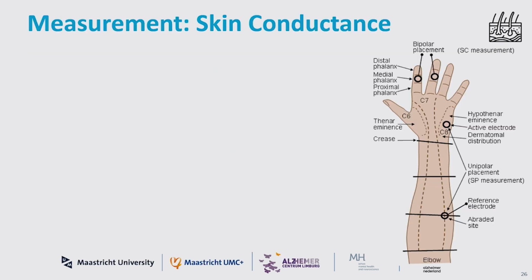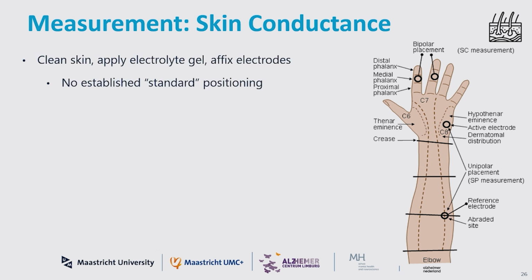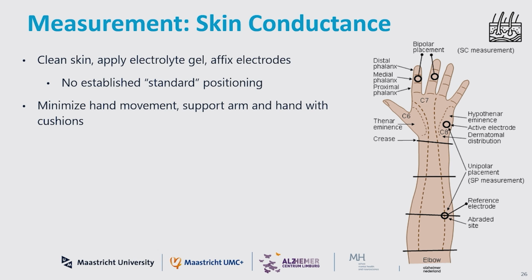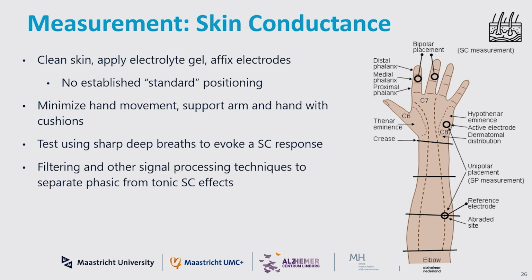So how do you measure skin conductance? You first need clean skin, and to apply electrolyte gel and fix the electrodes. As far as I understood, there's not really an established standard positioning, but if anybody disagrees, please let me know. An example is on your fingers, which you can see here in the image. As with a lot of physiological data, you want to minimize the hand movement. That could be done by supporting the arm or the hand with cushions. And you can test whether you get a good skin conductance response by asking the person to take a deep breath outside of the scanner to evoke this response.